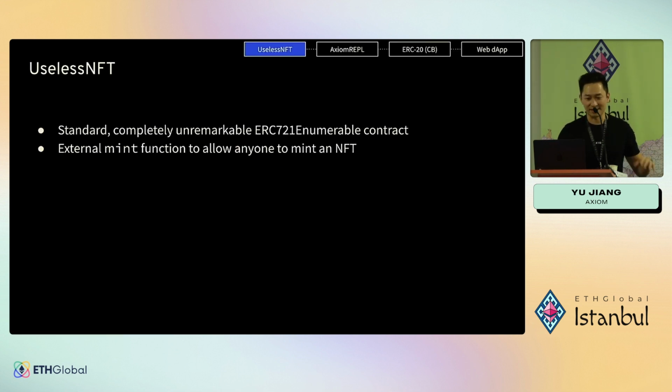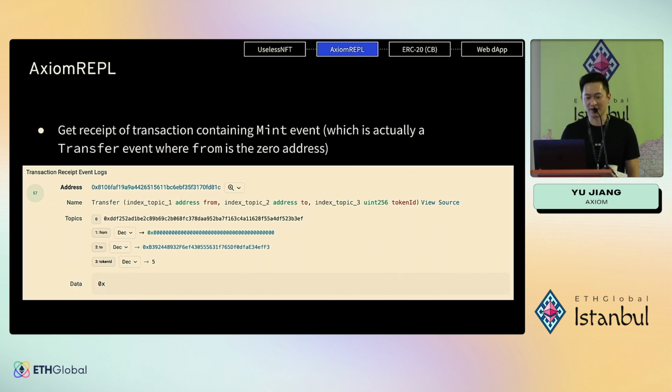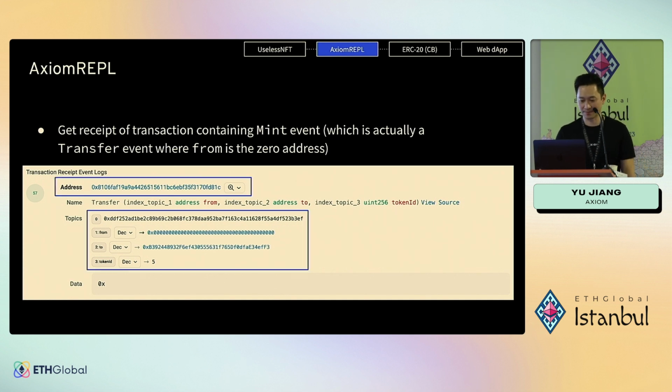So first part is this useless NFT, right? It's just a standard, completely unremarkable ERC 721. And then we have an external mint function that allows anyone to mint an NFT. I'm not going to go over this at all because it's just very standard. But for Axiom REPL, what we're interested in is this mint event, which is actually a transfer event, right? Where the 0 address is from, and the to address is the person who minted the NFT. And then we have the token ID as well, which we're interested in. And then the address of the contract that emitted the event, which is the NFT contract.